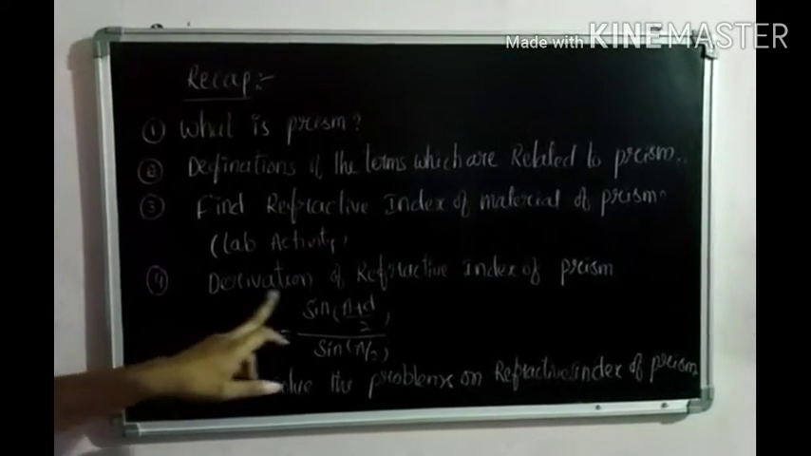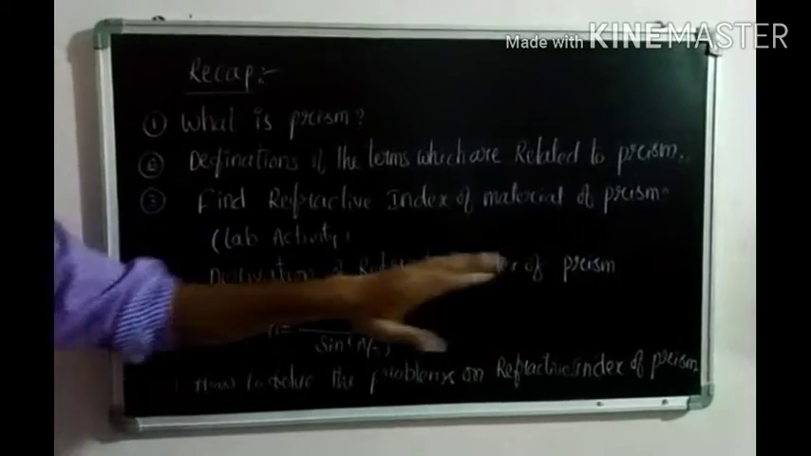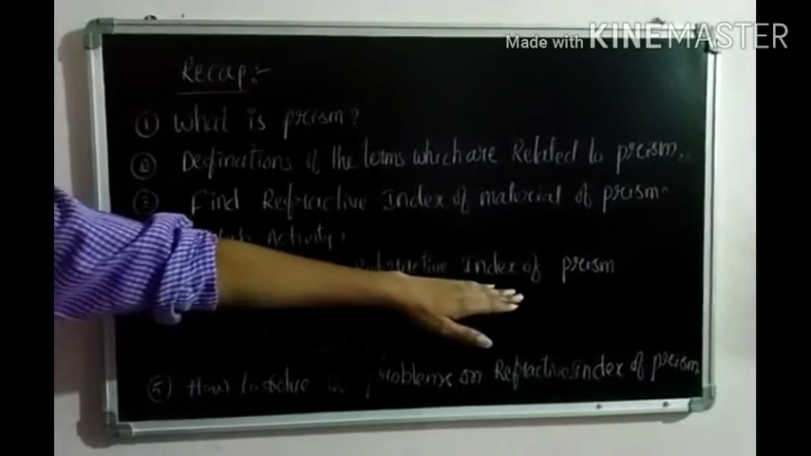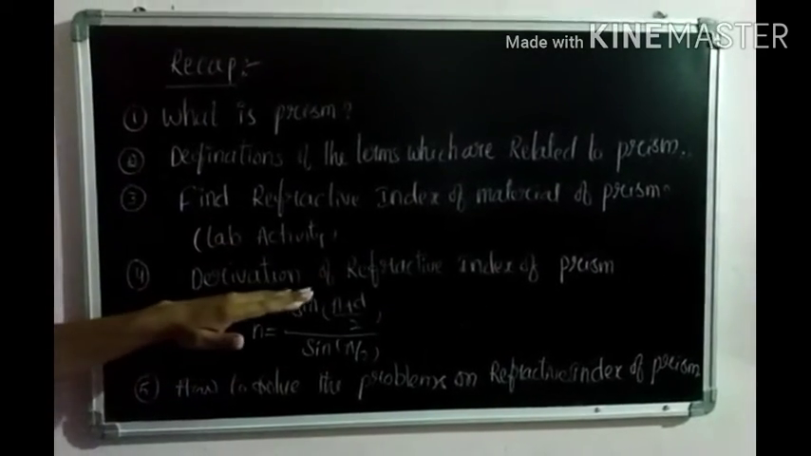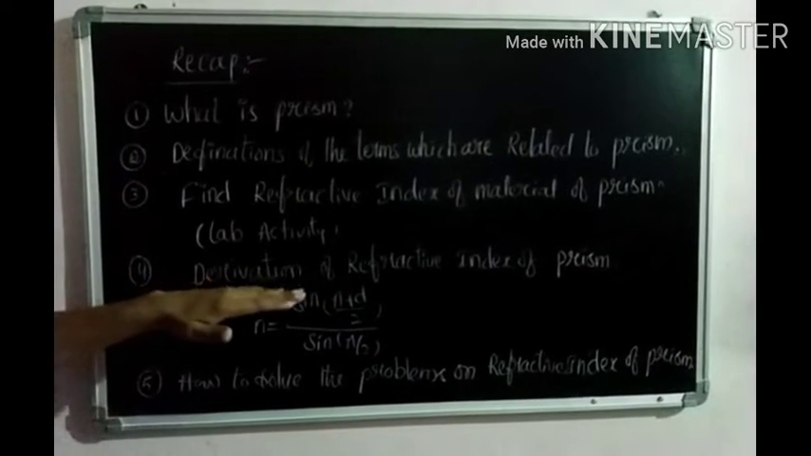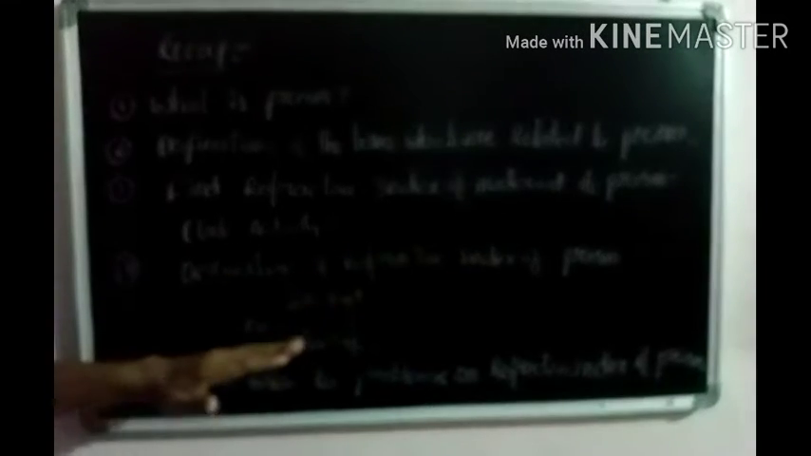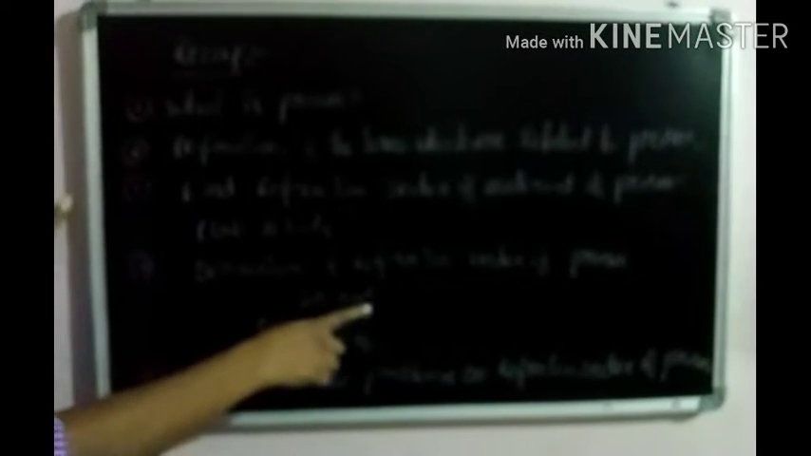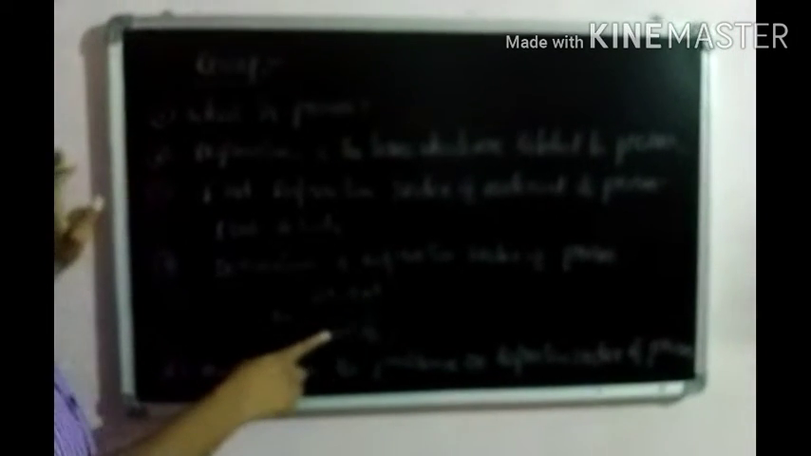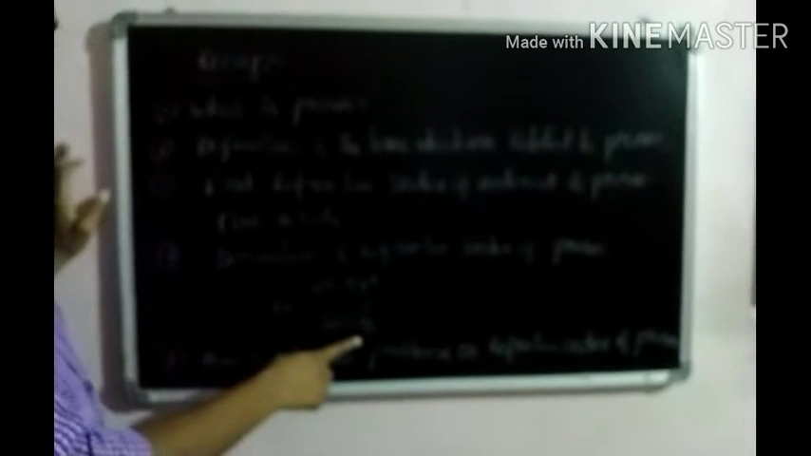Fourth one is the derivation of the refractive index of the prism, that is, how to derive it. Yesterday I derived it. The refractive index of the prism is n equal to sin of (A plus D) by 2, divided by sin of A by 2. This is the refractive index of the prism.